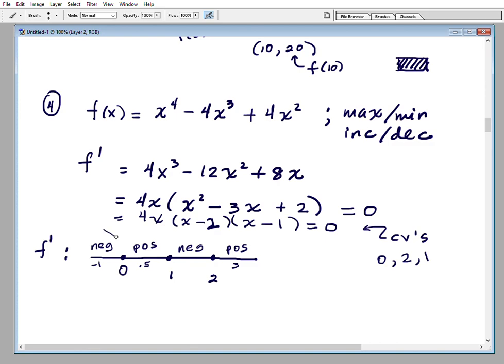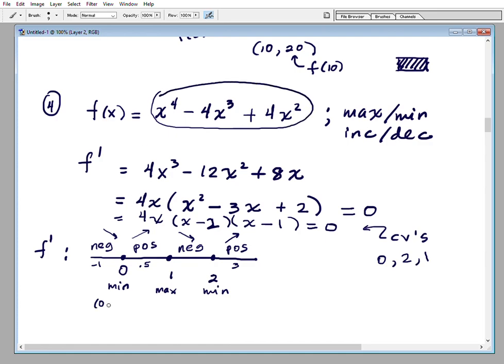Okay, down, up, down, up. Min, max, min. You see how it goes down and up? Min, max, up and down. Just the way it looks. And this one goes down and up. It looks like a min. Okay, we plug back into f. Plug in 0, we get 0. Okay, 0, 0 is a min.